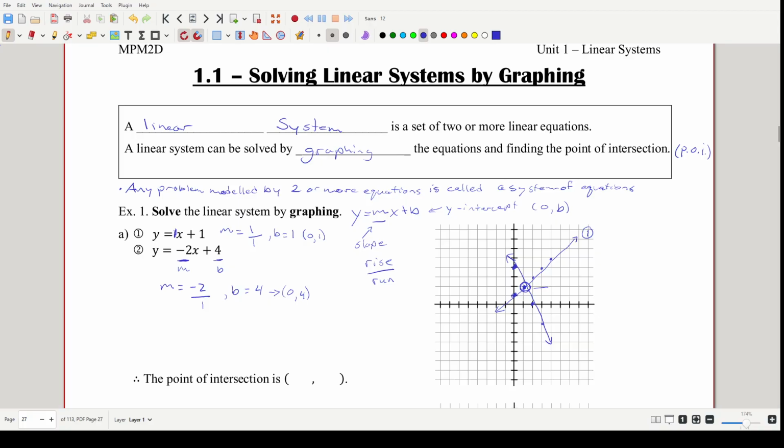Well, where is that located? That's located at an x of 1 and a y of 2. So our point of intersection, or POI, is (1, 2). So we write this down right here. (1, 2). Awesome. That's all there is. So in terms of solving a linear system by graphing, figure out how to get it on the graph, find where they overlap, hopefully with a better drawing than what I just did, and keep going on that pattern.